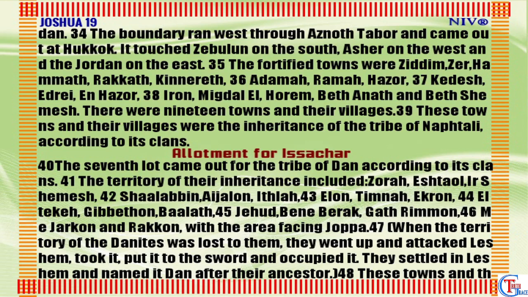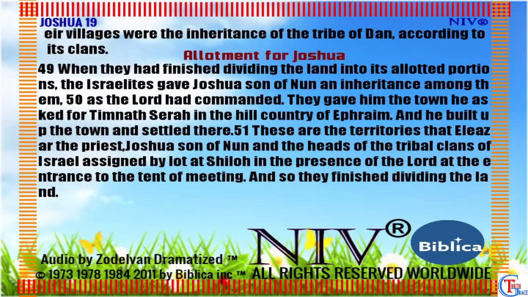These towns and their villages were the inheritance of the tribe of Dan according to its clans. When they had finished dividing the land into its allotted portions, the Israelites gave Joshua son of Nun an inheritance among them as the Lord had commanded. They gave him the town he asked for, Timnath-Serah, in the hill country of Ephraim, and he built up the town and settled there.